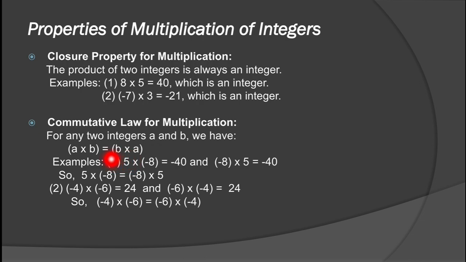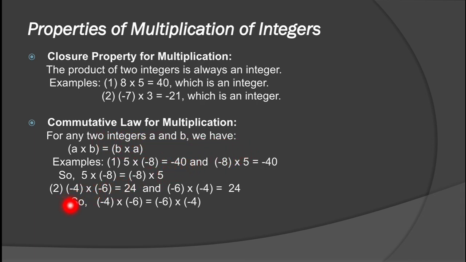It means if we change the order of multiplication, then the value does not change. For example, you can see here we have two integers, 5 and minus 8. First we multiply 5 by minus 8, we get minus 40, and in the next step we multiply minus 8 by 5, but again we get the same result, minus 40. So it is clear that either we multiply 5 by minus 8 or minus 8 by 5, we get the same result, that is minus 40. Hence we can say that the integers follow the commutative law for multiplication.